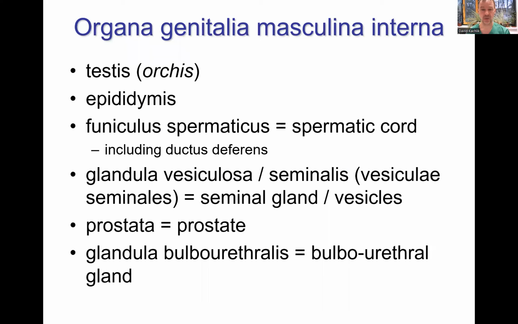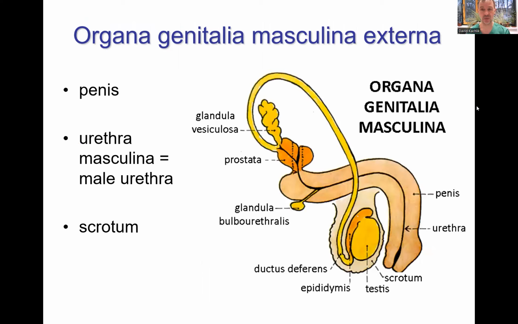The male genital tract then continues as a deferent duct inside spermatic cord, and it receives the excretory duct from vesicles gland or seminal gland. Then it enters urethra inside prostate, receives a duct from a small bulbourethral gland, and then it gets out to the external male genital organs, which are composed of penis and scrotum. So then the semen goes inside urethra to the very end, to glands of penis.